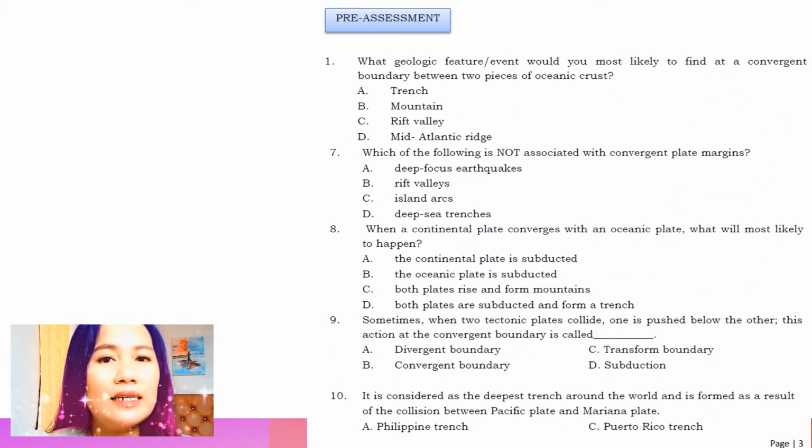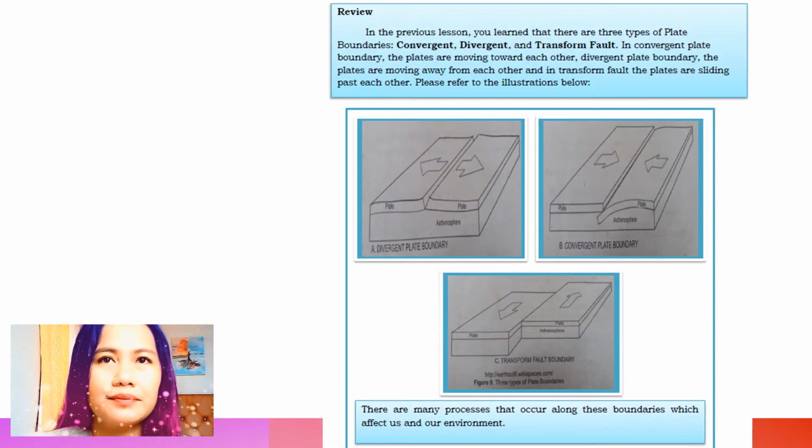It begins with a pre-assessment or a pre-test. That's 10 items, multiple choice questions. Review. In the previous lesson, on the week number 4 module, you learned that there are three types of plate boundaries, the convergent, the divergent, and the transform fault. There is a corresponding picture or diagram there of the three types of plate boundaries.